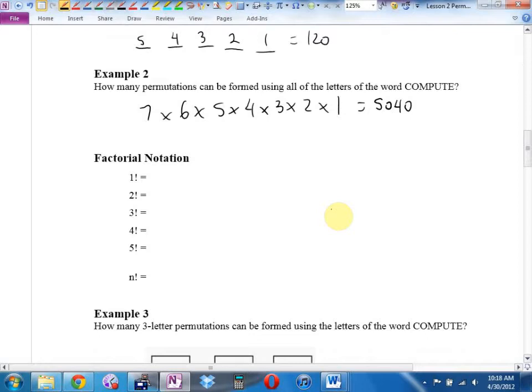The symbol for factorial is an exclamation mark. You do not read this as 1! You read this as 1 factorial, 2 factorial, 3 factorial, 4 factorial, 5 factorial. 1 factorial is 1. 2 factorial is 2 times 1. 3 factorial is 3 times 2 times 1. 4 factorial is 4 times 3 times 2 times 1. 5 factorial is 5 times 4 times 3 times 2 times 1.